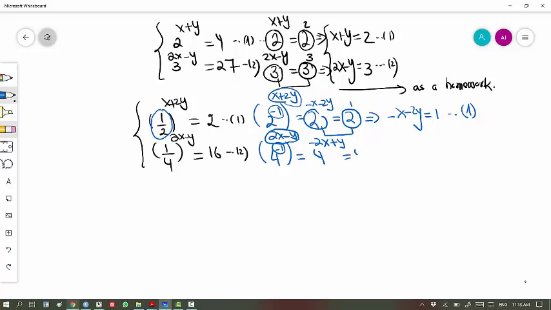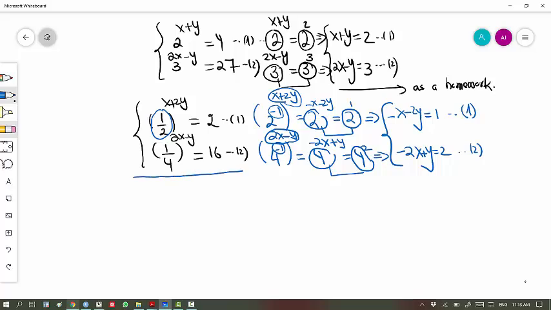I can write 16 as 4 squared. Now you can see this base and this base are the same on both sides. Therefore, minus 2x plus y is equal to 2. This is equation number 2. Hence, what we have done is we have transformed a linear exponential system to a system of linear equations, the solution of which I leave to you as homework. Please solve this system and find the values of x and y.